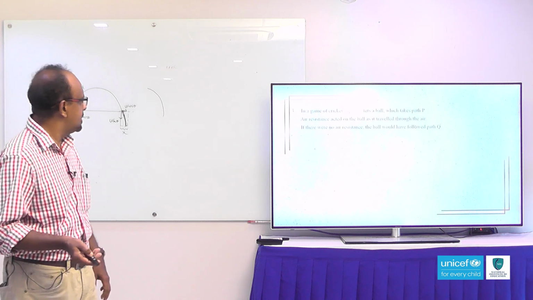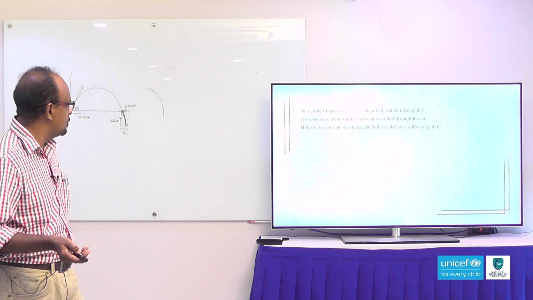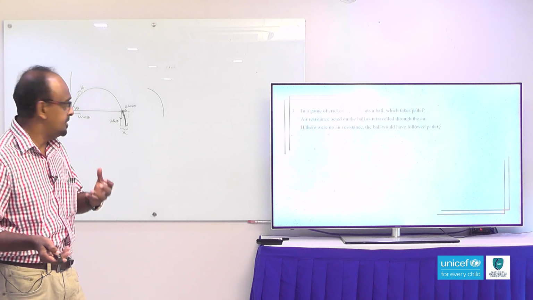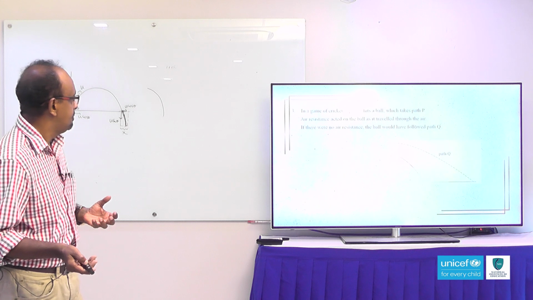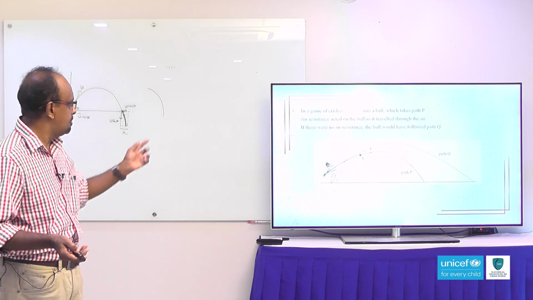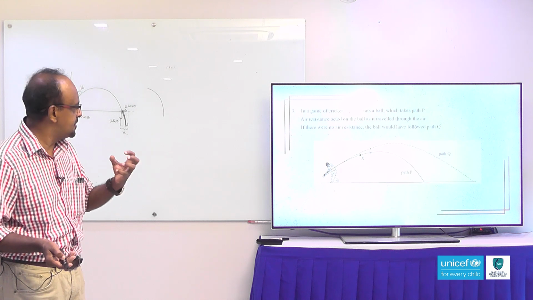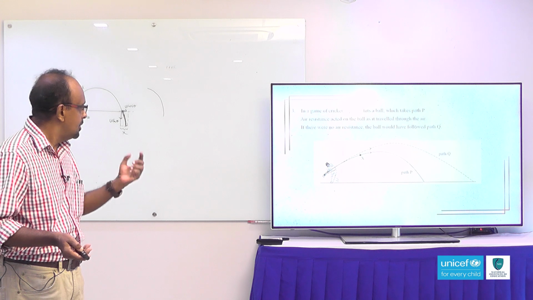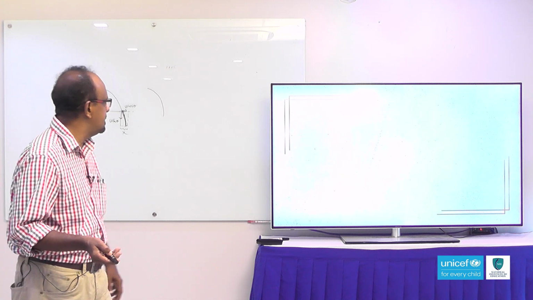Then in a game of cricket, a player hits the ball which takes path P. Air resistance acted on the ball as it travels through the air. If there were no air resistance, the ball would have followed path Q. Now, you can see the two paths are there, path P and path Q. Path P when there is air resistance, path Q when there is no air resistance.